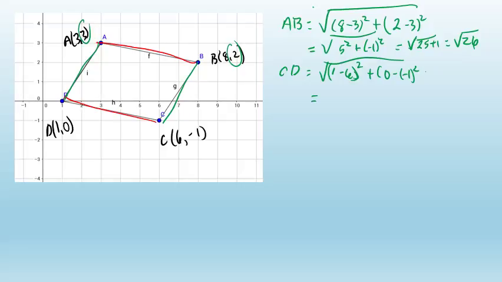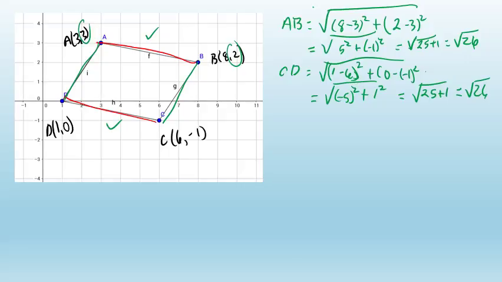And let's see, that's going to equal 1 minus 6, which is negative 5 squared, plus 0 minus 1, well, that's going to be a positive 1 squared. And again, we can see we're shaping up to be congruent. Negative 5 squared is 25, 1 squared is 1, and so we do in fact have the square root of 26. So these two check.